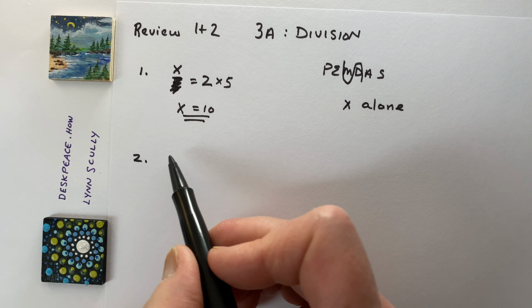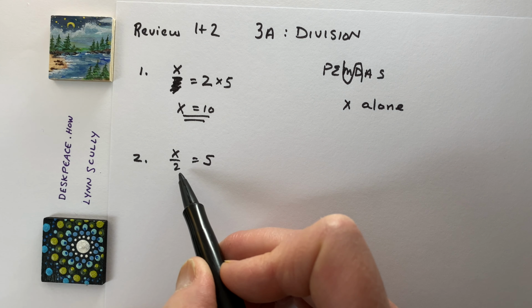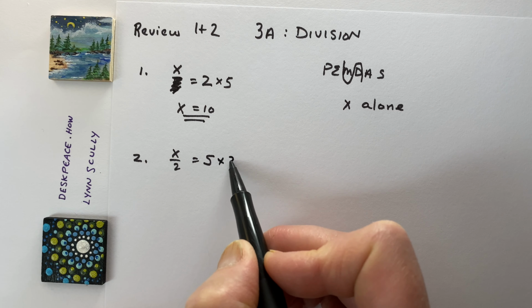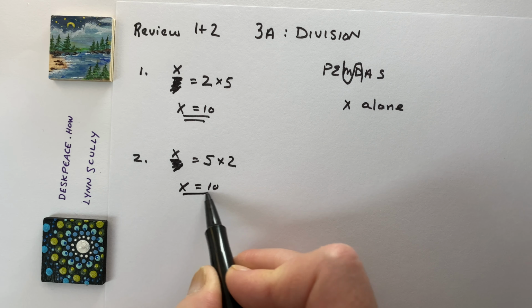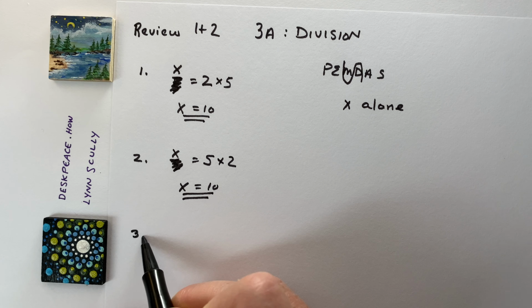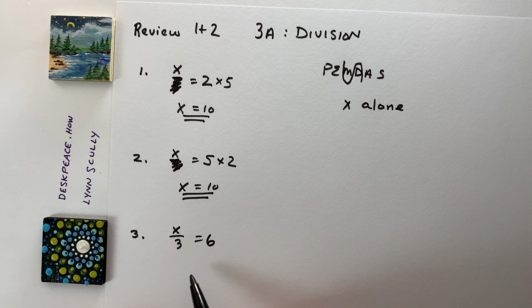Number 2, x over 2 equals 5. I want to get x alone. 2 is attached by division. Move it by multiplication to the other side of the equal sign. X equals 10 again. Number 3, x over 3 equals 6. Here's my unknown. 3 is attached by division. Move it by multiplication to the other side of the equal sign. And I'm getting x equals 18.